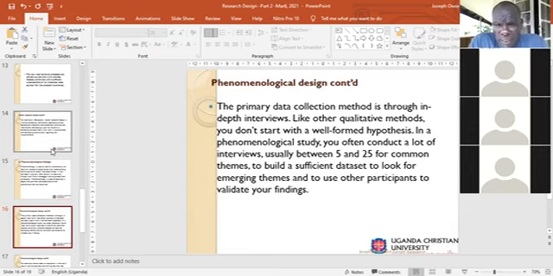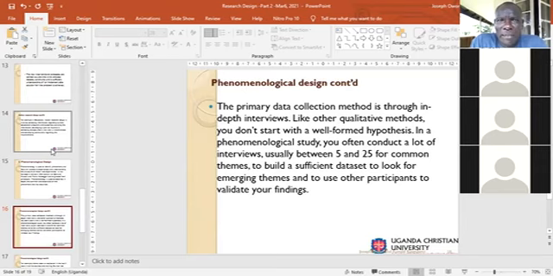Now, the primary data collection method is through in-depth interviews. Like other qualitative methods, you don't start with a well-formed hypothesis. In phenomenology, you often conduct a lot of interviews, usually 5 up to 25, to build a sufficient data set, to look for emerging themes, and to use other participants to validate your findings. You keep collecting data using interviews, 1, 2, 5, 6, 7, 8, 9, 10, and so on, up to 25.